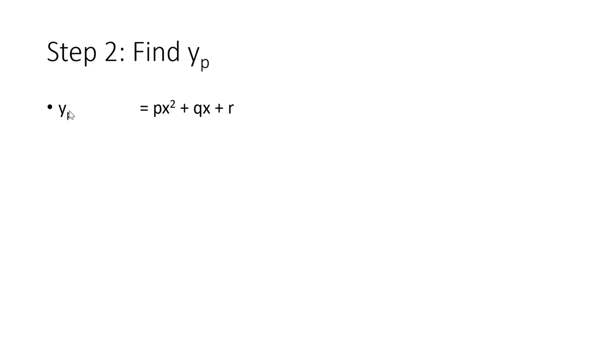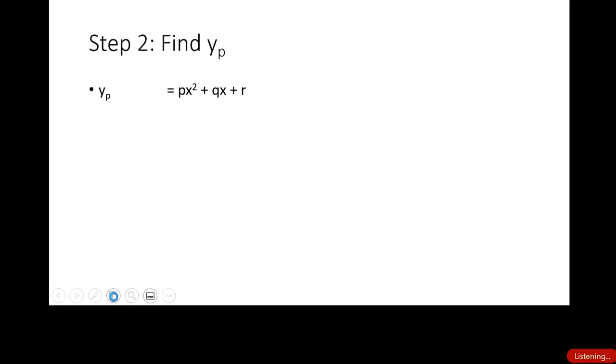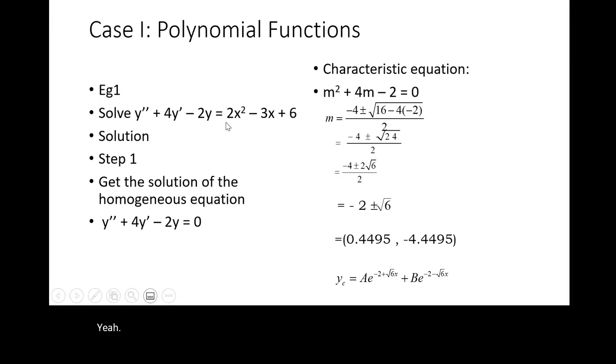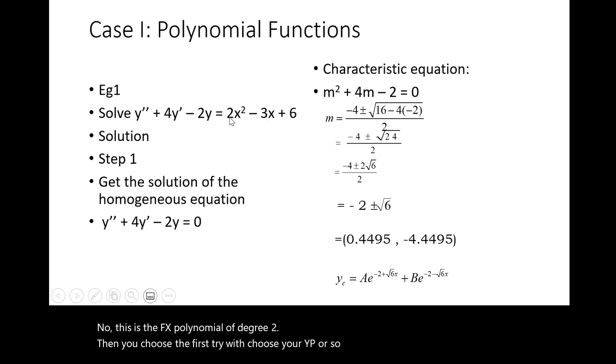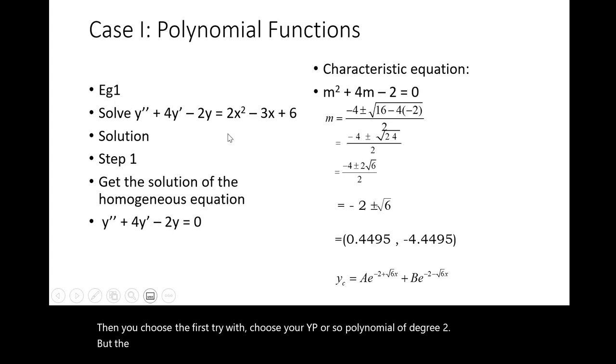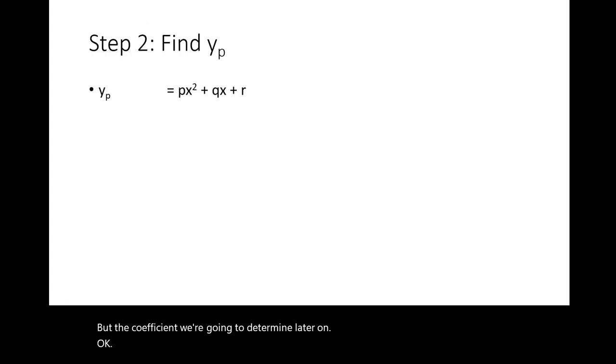How to choose the yp? Look back at the right hand side, the f(x). Now this is the f(x), a polynomial of degree 2. Then you choose your first try, you choose your yp also a polynomial of degree 2, but the coefficients we are going to determine later on. So that's why yp will just be px squared plus qx plus r.